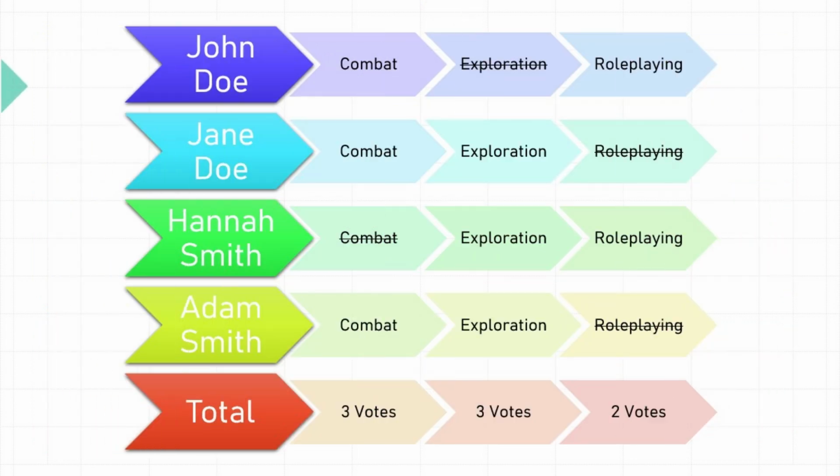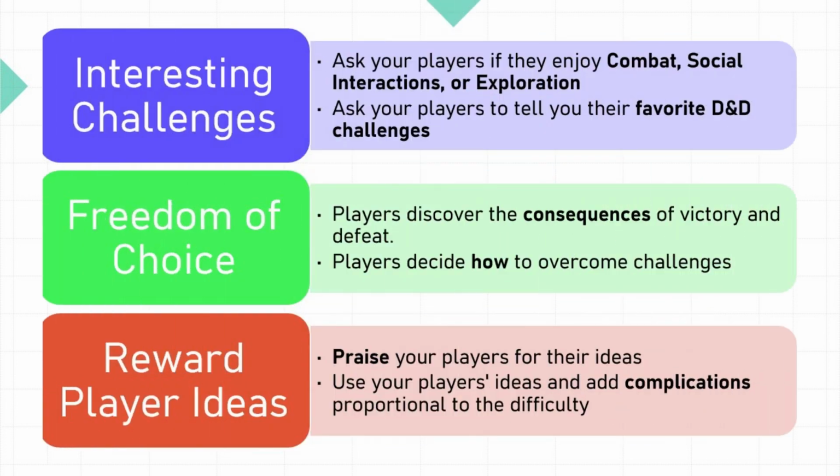For example, maybe our players enjoy combat and exploration the most, and social interactions to a moderate degree. Thus, we aim for 30% of the adventure to be combat, 30% to be exploration, and 20% to be social interactions. The next step is asking your players what their favorite D&D moments and D&D challenges are. This will give you a good idea of what kind of adventures your players enjoy.